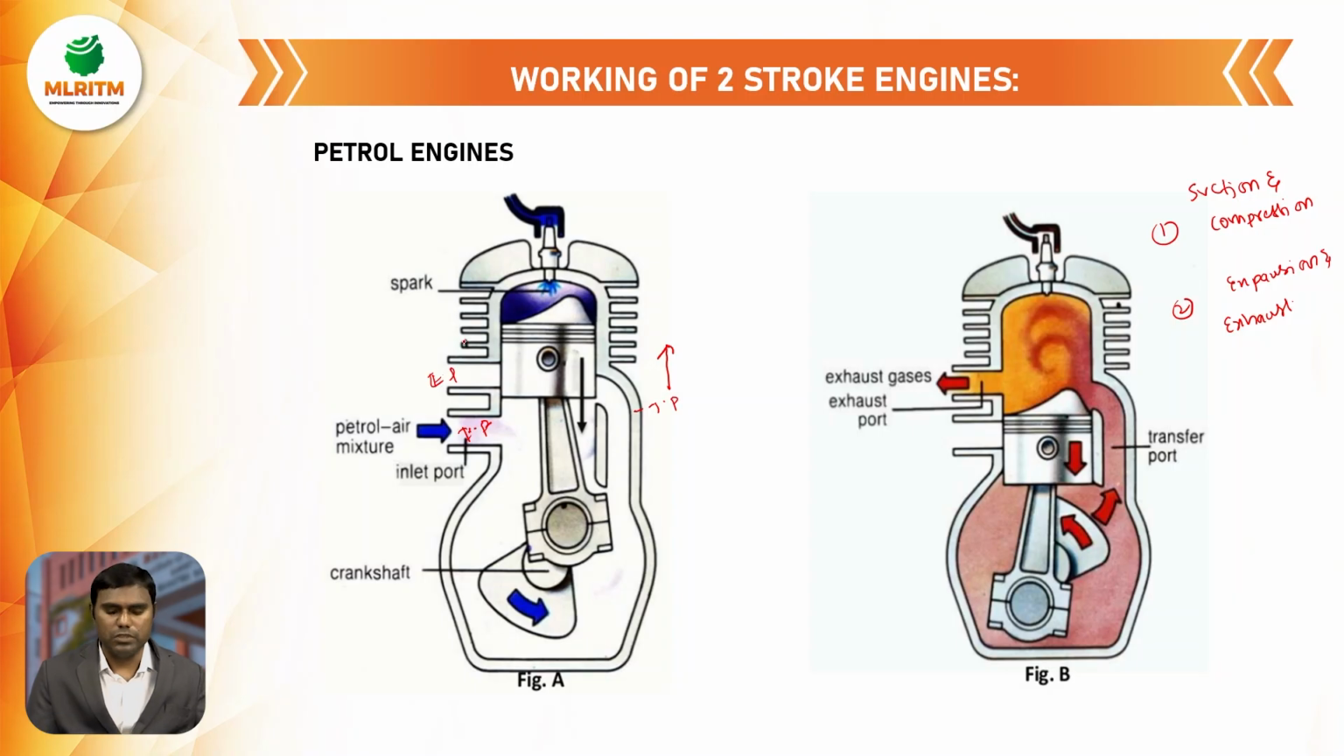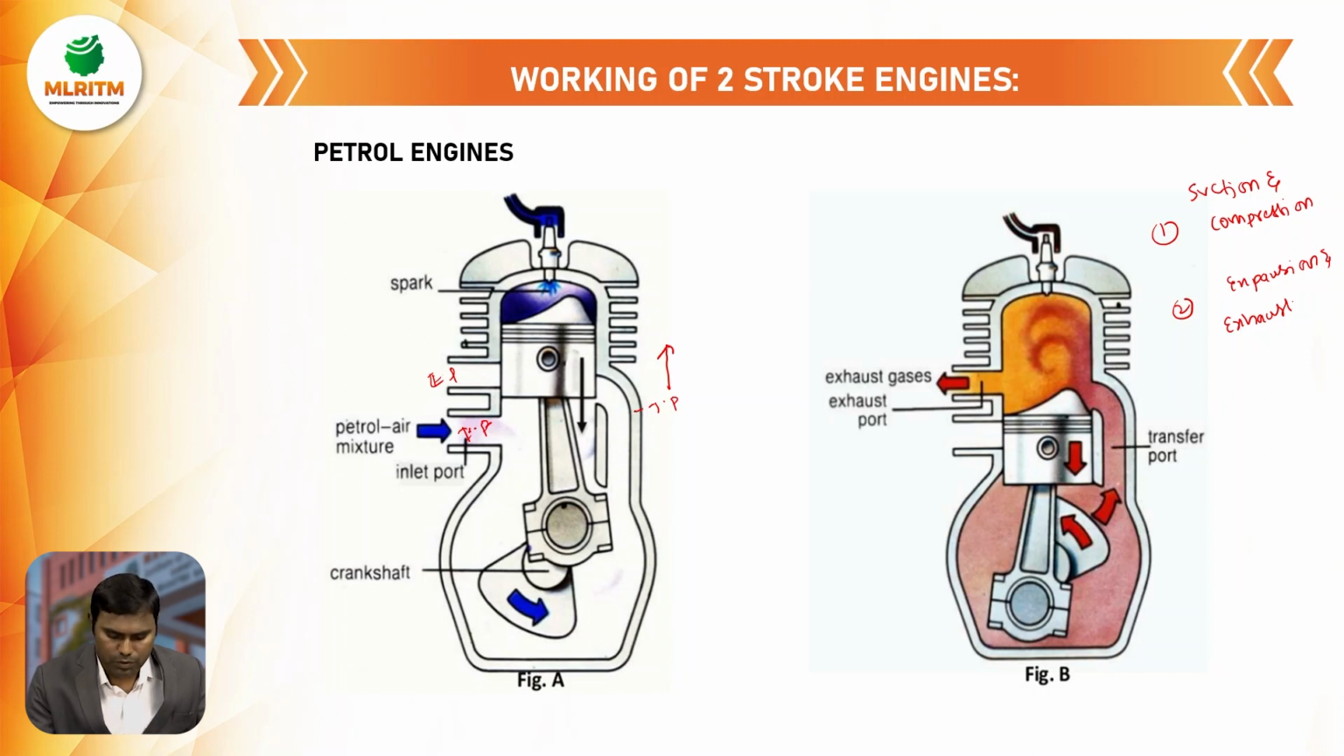So there are three ports in a two-stroke engine, and these are called as the fins. Generally, we use air-cooled engines in a two-stroke engine. So fins are used for exchanging the heat from the engine cylinder to the atmosphere. So in a two-stroke engine, we have three ports.